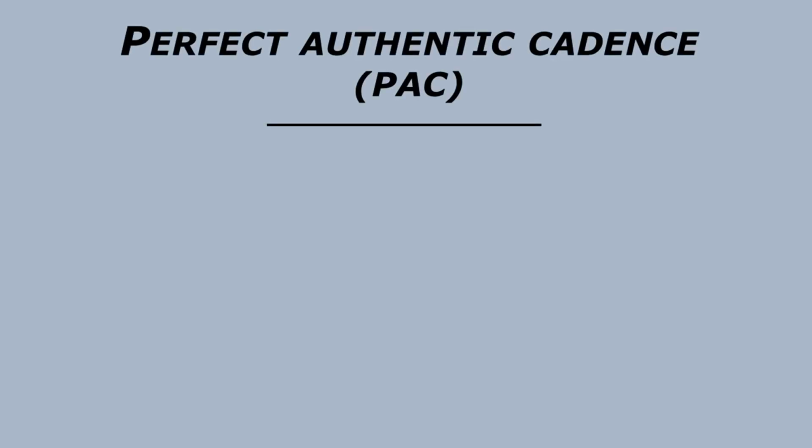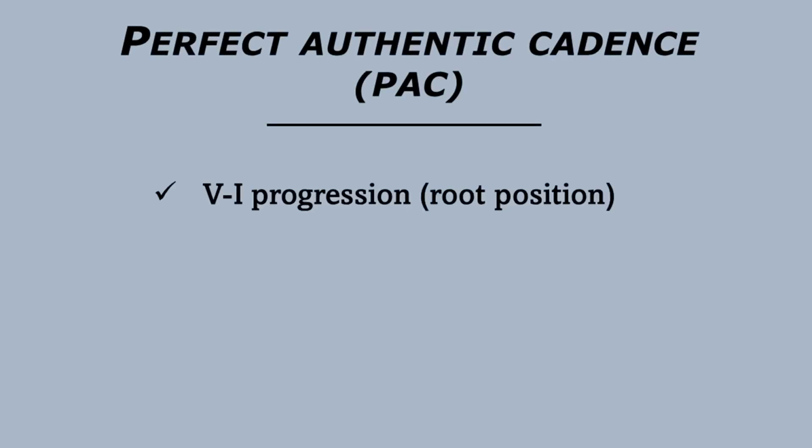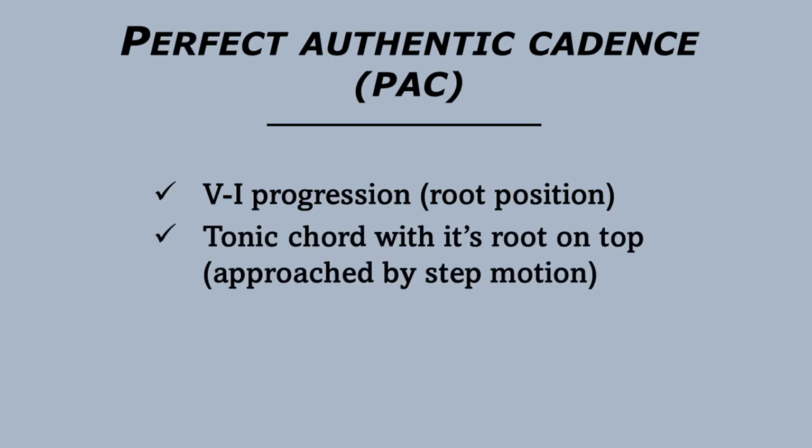Technically speaking, the perfect authentic cadence is a dominant to tonic progression, fifth to first scale degree, where both chords are in root position. The tonic chord must present its root note on the top voice, which must also be approached by step motion from the previous chord.